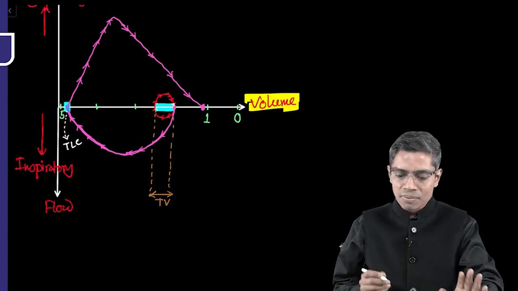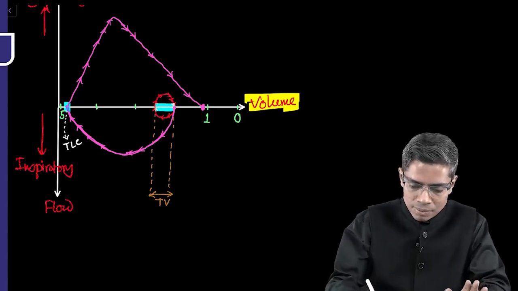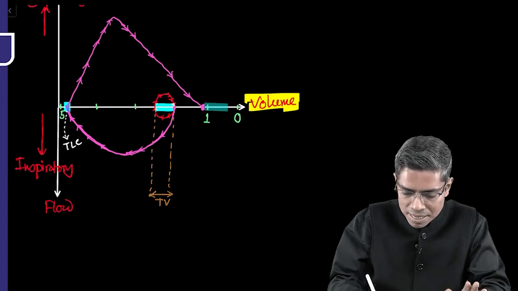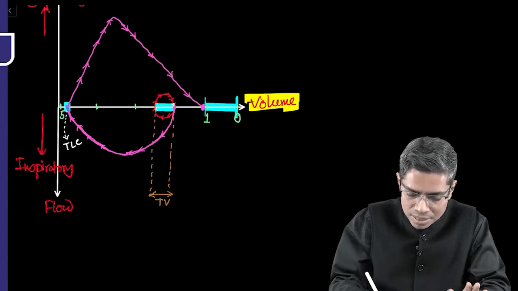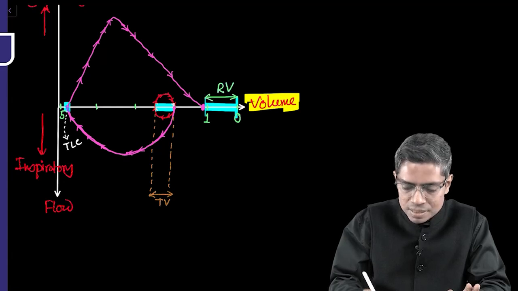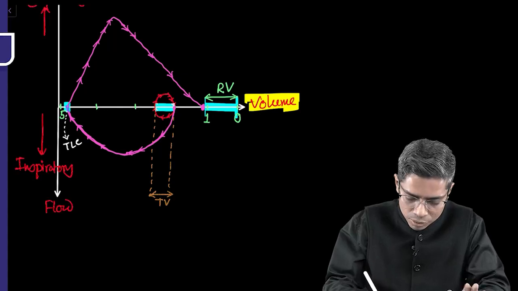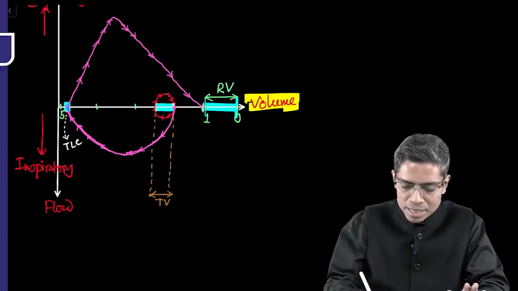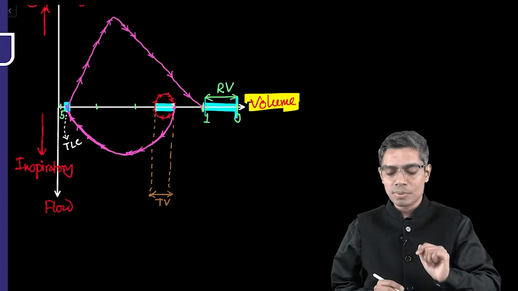So at the end of forceful expiration, the volume which is still remaining inside your lung, if you measure this volume, what is this volume? This is residual volume. Getting my point? So from this point, if you measure the remaining volume, that is residual volume.